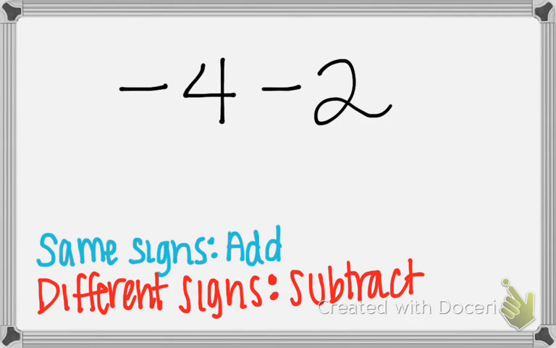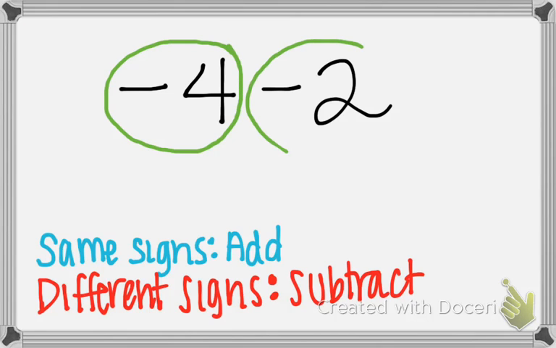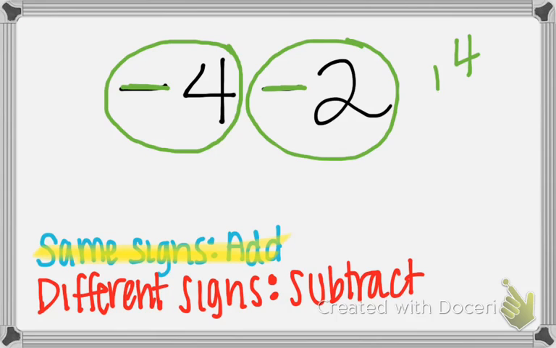When we add and subtract negative and positive numbers, we are going to circle the sign that is directly in front of the number. So here we have a -4 and a -2. Since what's in front of both of the numbers is the same, they're both negatives, we're going to add the numbers. So 4 plus 2 is 6.